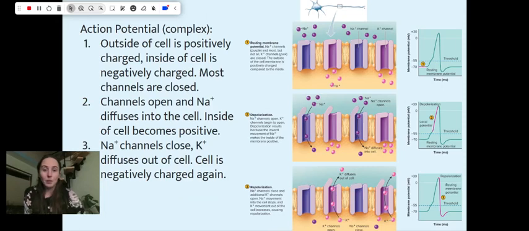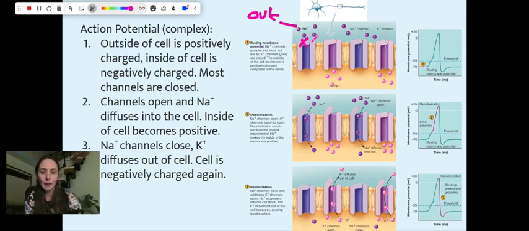So now let's dive a little deeper. Outside of a cell is positively charged. So we have more positive ions outside of the cell, and you can see that here, right? Here's the outside, and we see a lot of sodium ions on the outside. Most of the channels are closed, so sodium cannot get through those right now. When a nerve cell gets a signal, those channels open, which we can see here in the second one, and the sodium ions are going to diffuse into the cell.